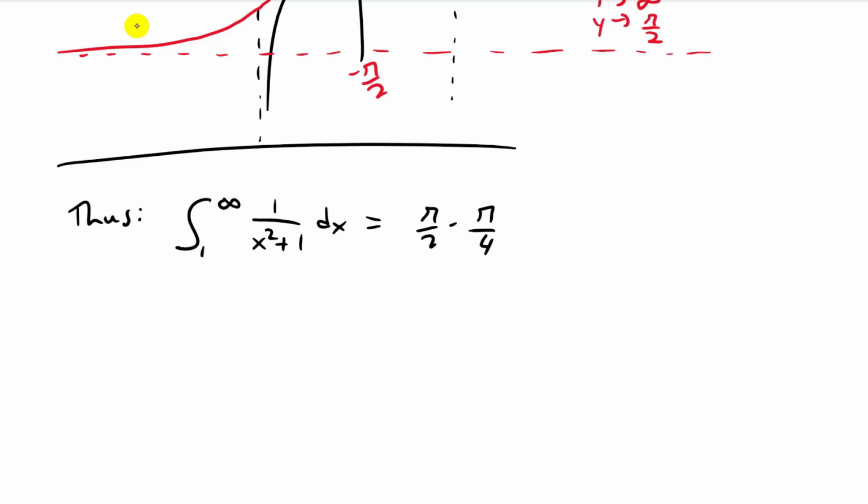But for pi over 2, just multiply top and bottom by 2 over 2. This equals 2 pi over 4 minus pi over 4, which is just 2 pi minus pi over 4. This equals pi over 4. Like that, and there we have it. Pi over 4. Fascinating stuff.